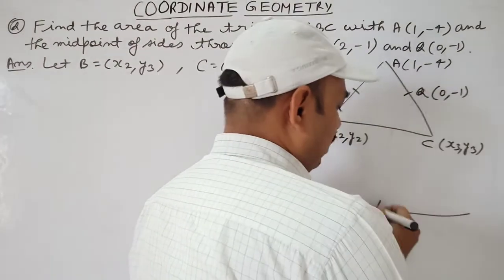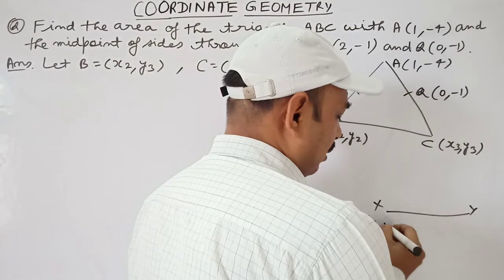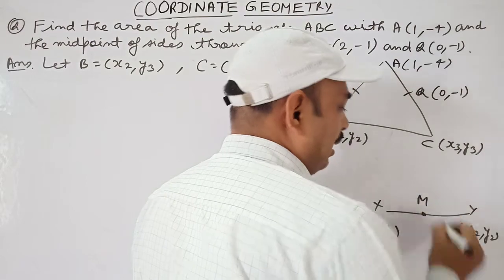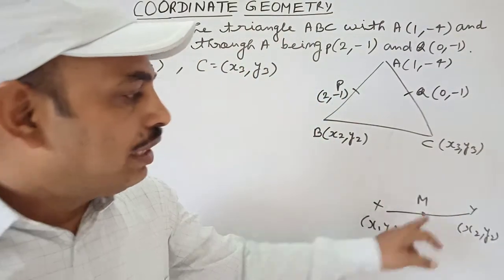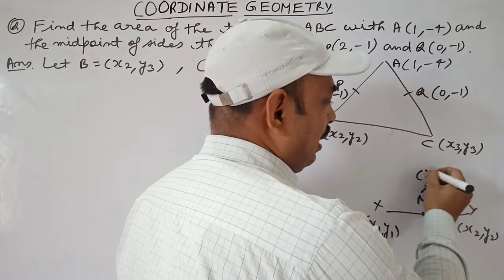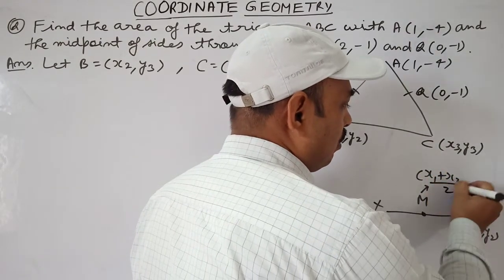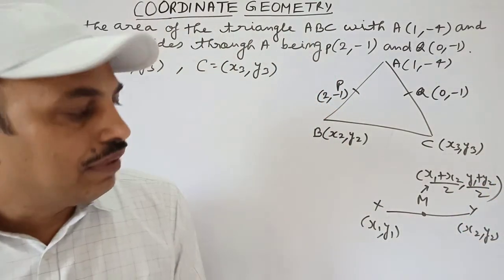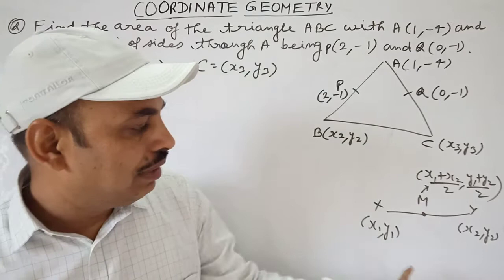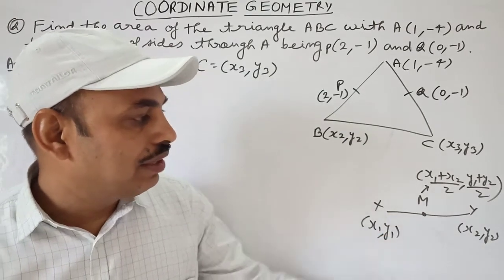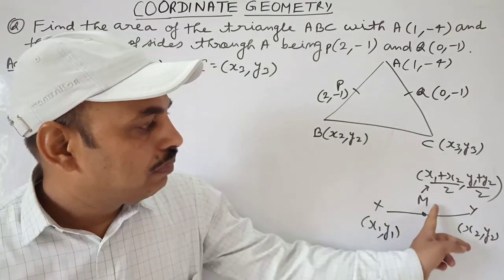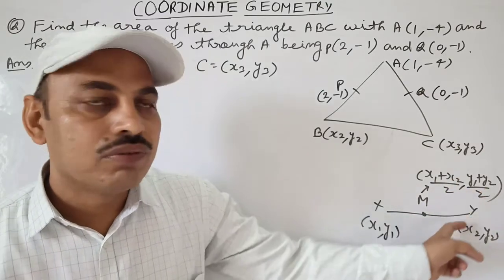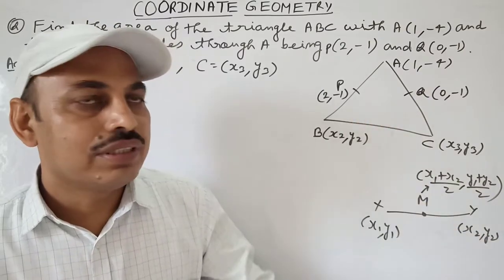Suppose we have a line segment XY whose endpoints are (x1, y1) and (x2, y2). Then the midpoint M is given by ((x1 plus x2) upon 2, (y1 plus y2) upon 2). This is the midpoint formula. We will use this concept in this question.